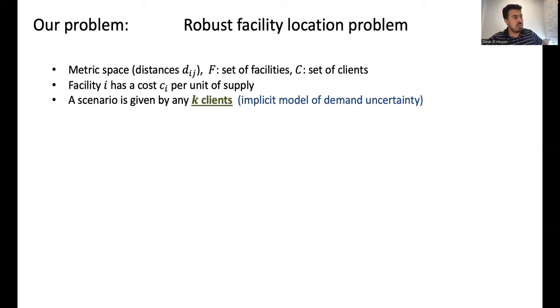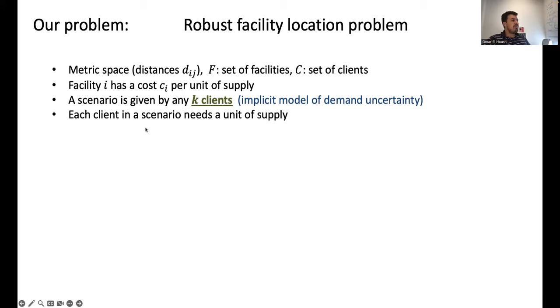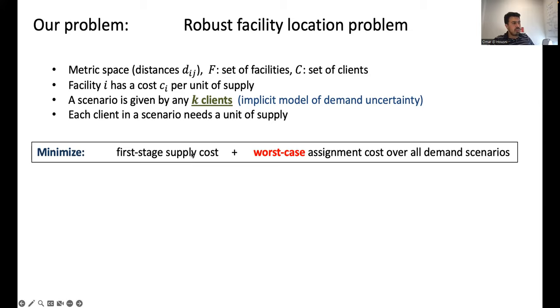So a scenario is given by any k clients, and as you can see here, this could have an exponential number of scenarios. So if the universe of clients is n, and the scenario is given by k, then n choose k is the number of scenarios, which could be exponential in the dimension of the problem. And then, as I said, for simplicity, each client in a scenario needs only one unit of supply. My objective function is the sum of the first stage supply cost and a worst case assignment cost over all demand scenarios, and this is the mathematical formulation.